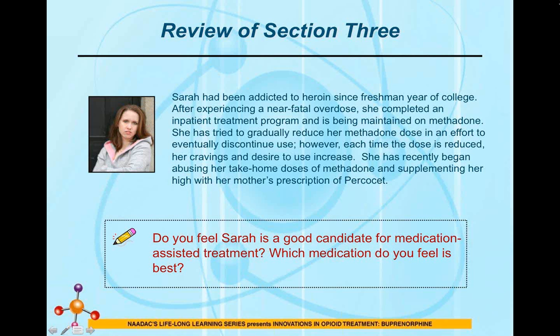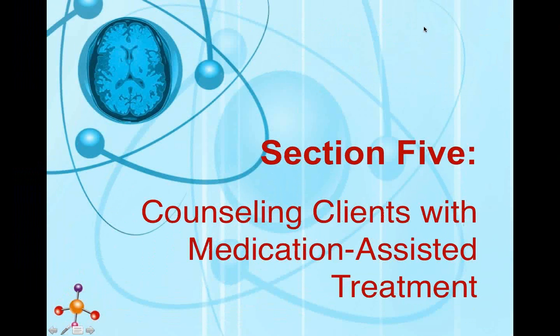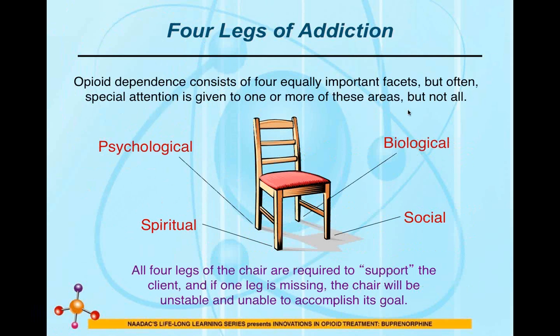All right, so let's move on to the last portion of our time together here, and that's just talking about how to counsel the clients with medication-assisted treatment. As you can see from the diagram on your screen, opioid dependence has 4 equally important facets, but often special attention is given to just one or more of the areas, and very rarely all of them. If you buy into this chair concept, you have to think about the 4 legs of a chair that are required to, quote-unquote, support the client. And if one of those legs is missing, the chair will be unstable and unable to accomplish its goal of supporting the client who's sitting in it.